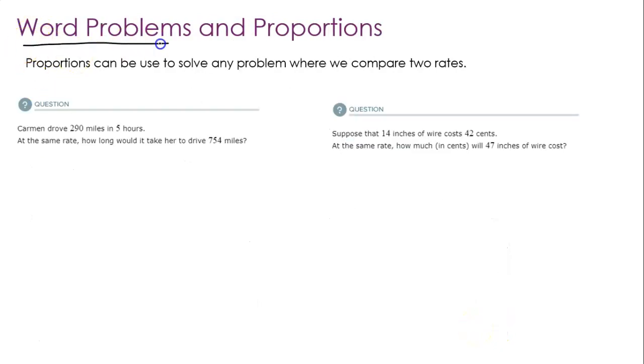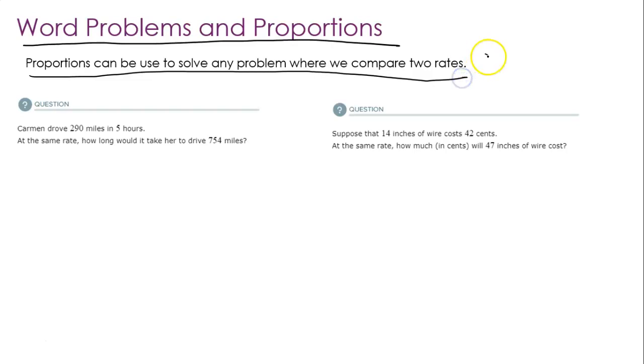All right, new topic, word problems and proportions. Proportions can be used to solve any problem where we compare two rates. So I would at least write down compare two rates. So what you've got here is one rate for Carmen. Carmen drove 290 miles in 5 hours.